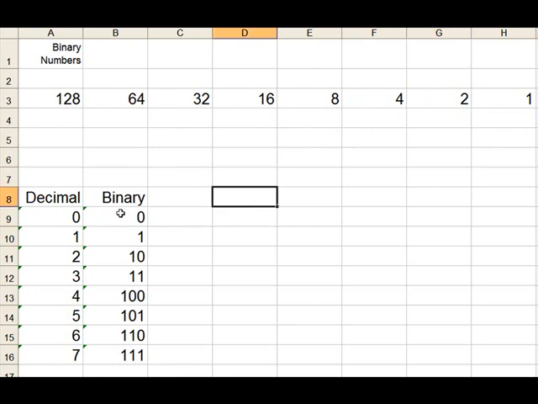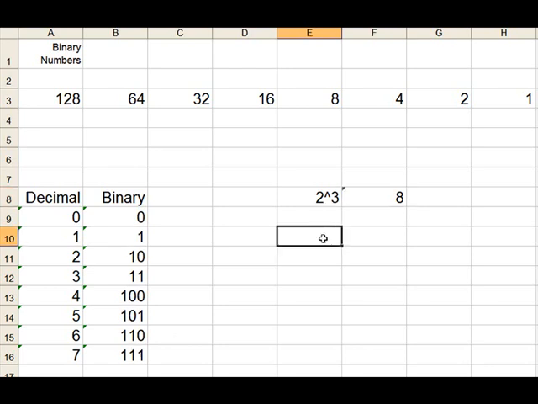Now, let's think about counting from 0 through 7. We have 3 bits representing all of the numbers 0 through 7, and that's not a coincidence. What is 2 to the power of 3? 2 times 2 times 2 is 8. We have 8 different numbers here, 0 through 7.